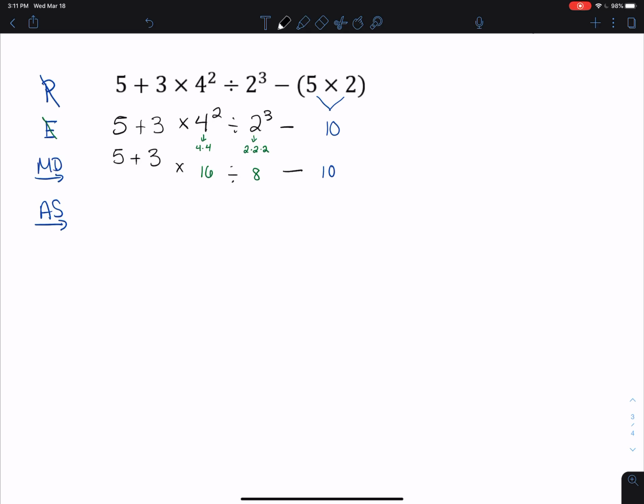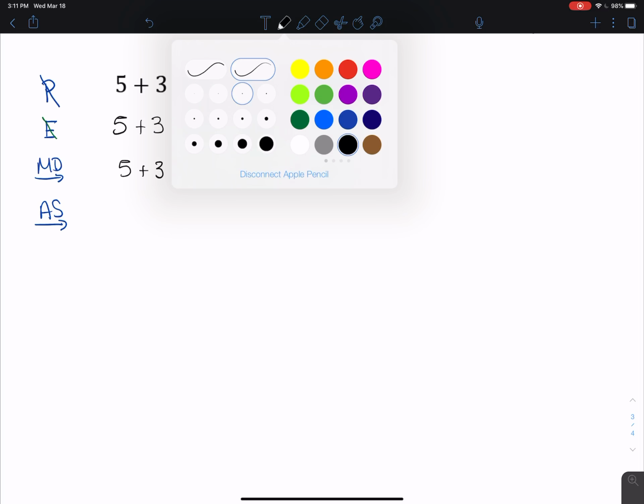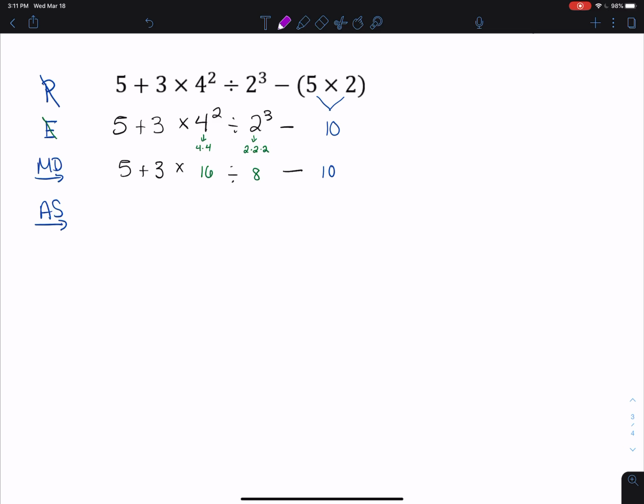Okay, I'm going to move that 5 plus 3 further down so we can see it better. Okay, now I need to keep going with the problem. The next step is multiplication and division, left to right in the problem. This time multiplication occurs first in the problem. That 3 times 16 gives me 48. I want to bring everything else down so I don't forget about it.